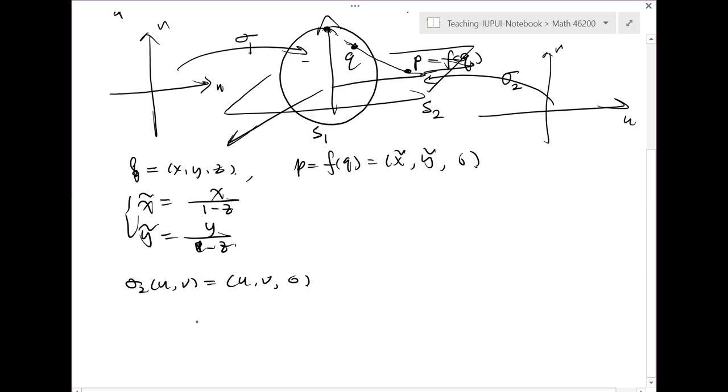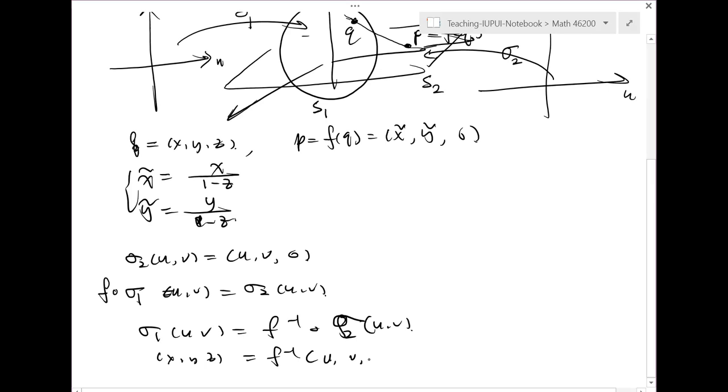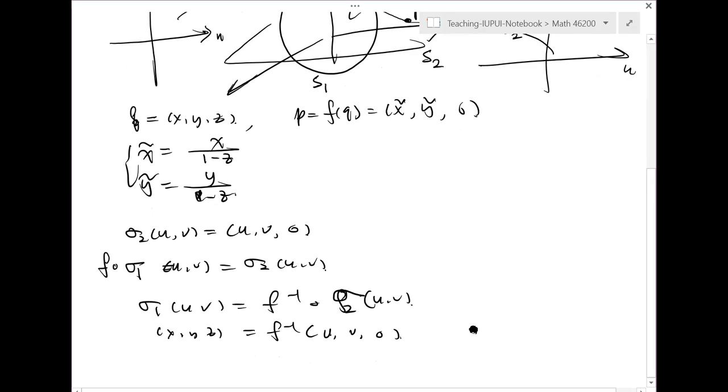And sigma 1 should have a certain property. Sigma 1 composed with F should be equal to the same point as sigma 2. So what is sigma 1? Since F is a map in space, it can be inverted. So sigma 1 of UV is going to be the inverse of F applied to U, V and 0. One can find out the formula. It's easy to find out, right?